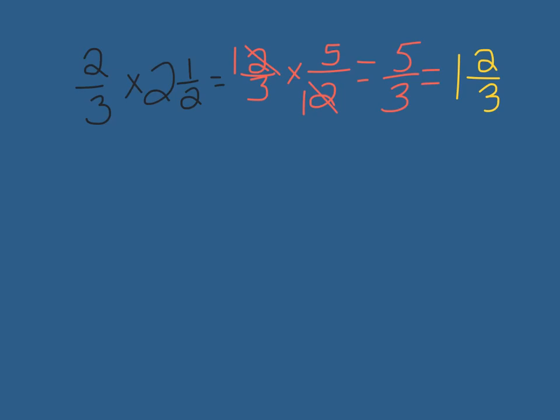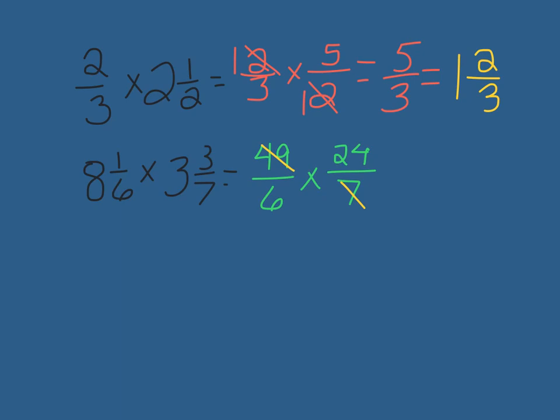Let's try one more. Let's do 8 and 1/6 times 3 and 3/7. Try that and then come back and check against mine. So for this one, I have 6 times 8 is 48 plus 1 is 49 over 6 times 7 times 3 is 21 plus 3 is 24 over 7. I can cross out this 7 and 49 because 7 goes into both of them. 1 time and 7 times. Here 6 and 24, 6 goes into both. So that would be 1. And then this would be 4. Now all I'm left with is 7 times 4, which equals 28 over 1, which equals 28.